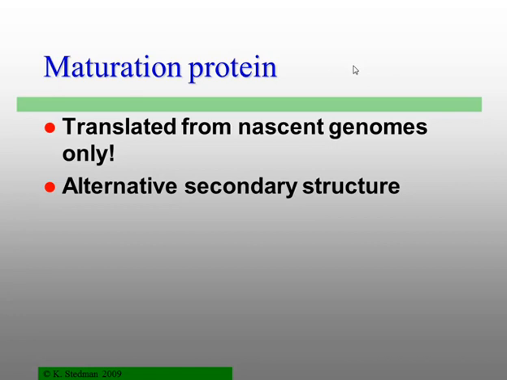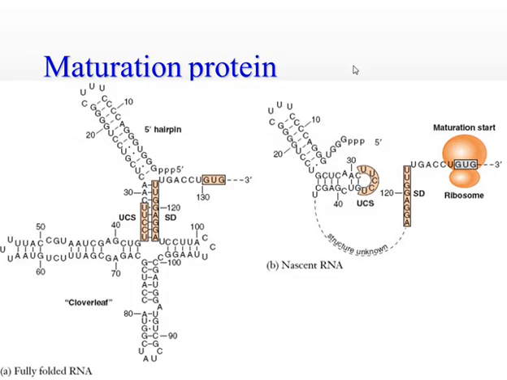So it's interacting with the receptor. That's what's really interacting with the pilus protein itself. The maturation protein, you only need a very small amount of it. You only need it at the end of the whole process. It turns out that the maturation protein is only made from new genomes. That's what I mean by nascent genomes here, new stuff which is just being made. How do we know that and what's going on here?